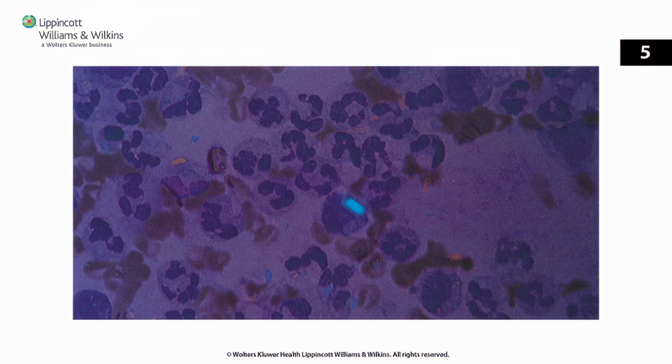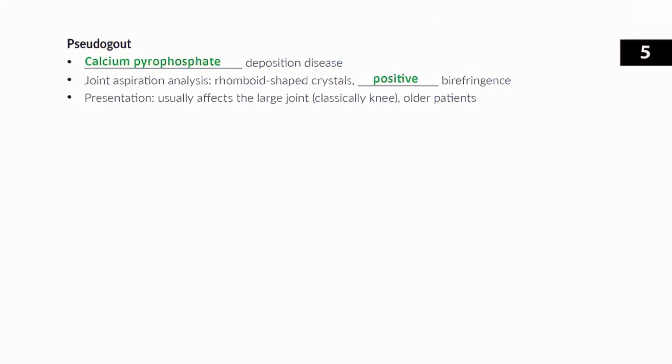Remember, the urate crystals were negatively birefringent, so they were yellow when they were parallel in the polarized light. But the rhomboidal calcium pyrophosphate crystals seen in pseudogout are weakly positively birefringent and are blue when they are parallel to the polarized light, but when they are perpendicular to polarized light, they look yellow. Pseudogout usually affects the large joints, classically the knee, and it affects older patients over 50 years old, often over 60 or 70 years of age. Then treatment is basically the same as gout as well, steroids or NSAIDs or colchicine.